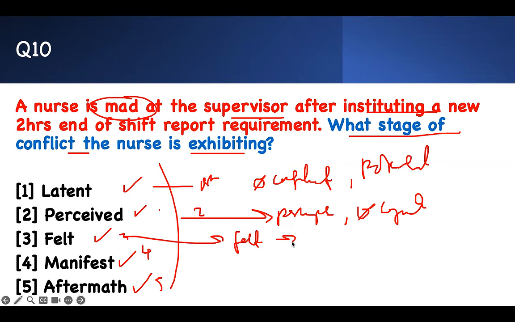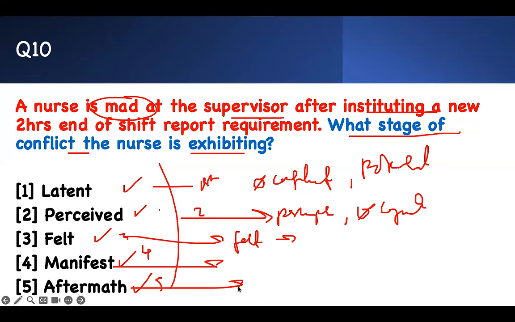Felt means one party felt the conflict as existing and is emotionally reacting to that. So one person has felt it, involving feeling the emotional response to the conflict that has now been instituted. And manifest, what does that mean? To manifest, both parties now know that there's a conflict and they're working to fix it, or they're not working to fix it at all.